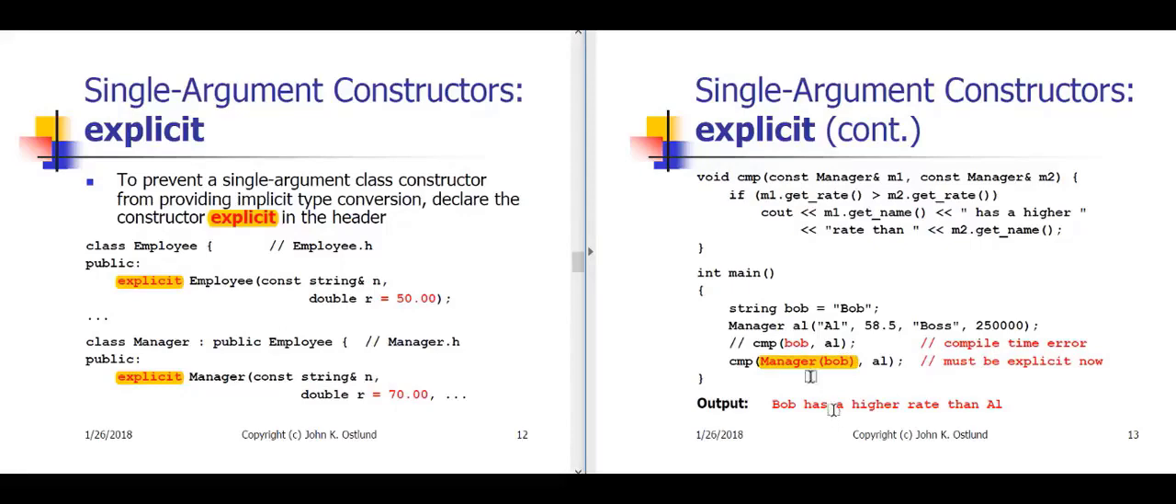So if I just tried to do a CMP of Bob and Al like I did back on the slide 11 program, the compiler would yell at me that I'm doing an illegal implicit conversion. But if I do an explicit conversion by calling the manager constructor directly, this is going to be allowed. And it also, frankly, makes more intuitive sense.